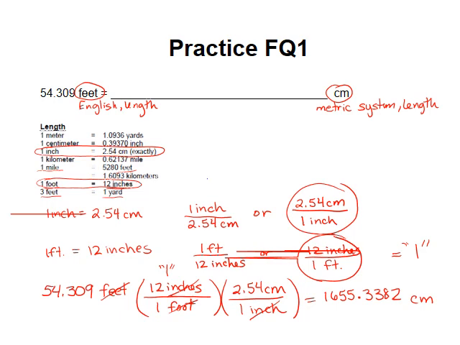We should check to see if this answer makes sense. Since we're converting from feet to centimeters, and we know that centimeters are a smaller unit than feet, our final answer in centimeters should be a bigger number than our original answer in feet. And 1,655 is bigger than 54, so this seems to make sense.